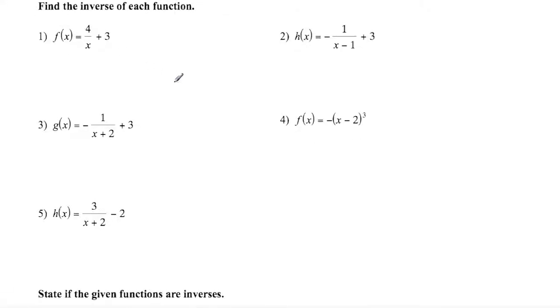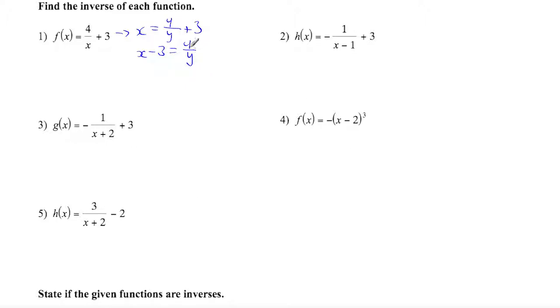So we can do this. All these f of x, g of x, h of x, I'm just going to start off by switching them to y. I'm going to pretend that that's y. And so the first thing we're going to do is switch the x and the y values. So x is equal to 4 over y plus 3. Subtract the 3 from both sides, so x minus 3 is equal to 4 over y.